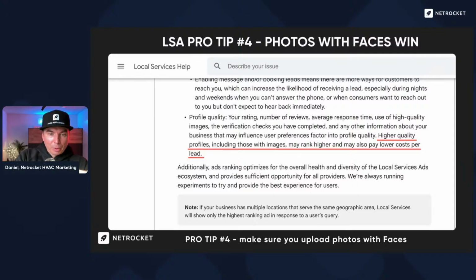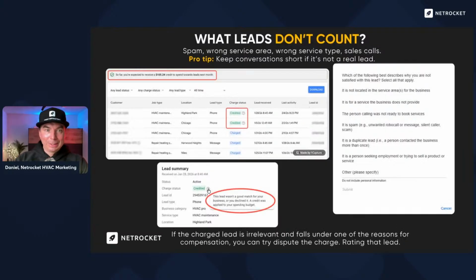So this is pro tip number 4. I already told you about this, the photos with faces, they will win. The Local Services Ads official help website says that high quality profiles, including those with images, may rank higher and may also pay a lower cost per lead. This is so cool. The better quality you have on your profile, the higher the possibility that you pay less for the same leads.